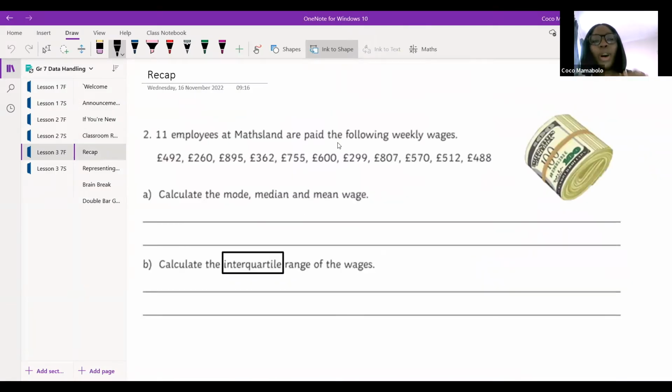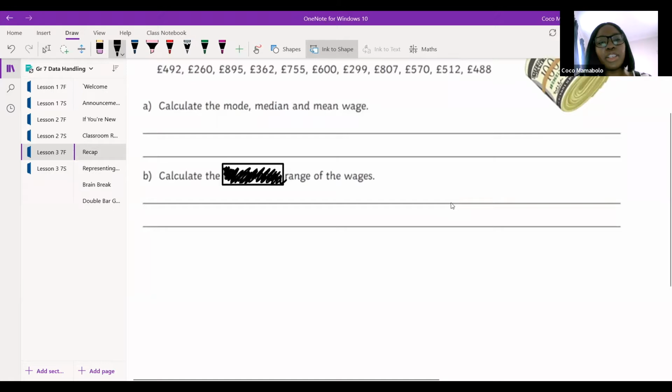Quick recap of what we did last week. Remember, guys, we were talking about the mode, the median, the range, and the mean. Who can remind me, guys, what is a mode? When we have a data set, how do we find the mode of a data set? Who can remind us? Anybody remember what a mode is?